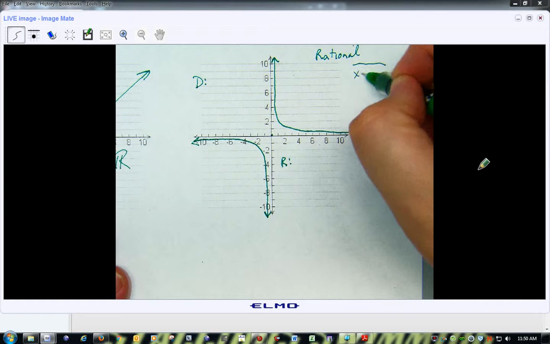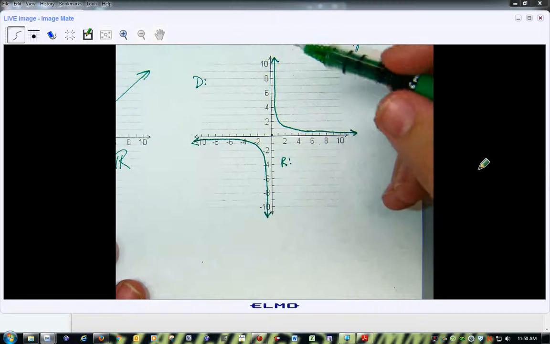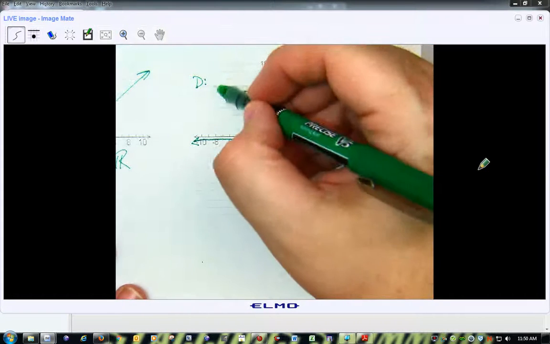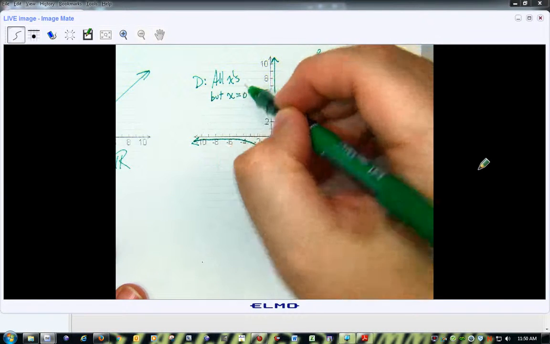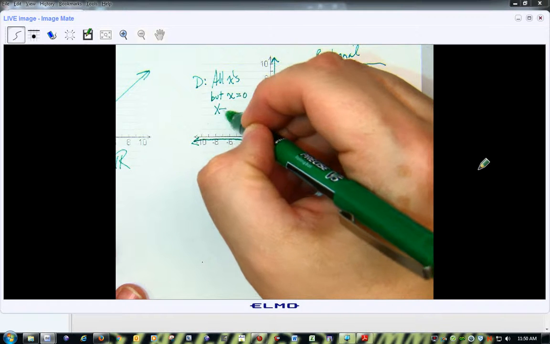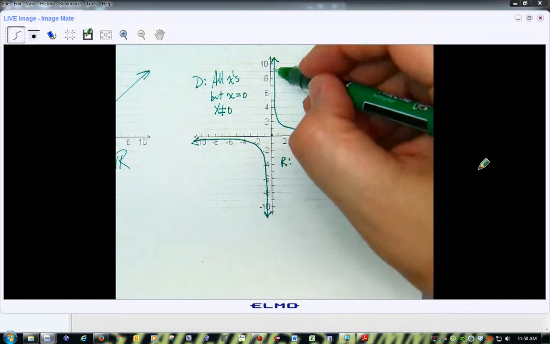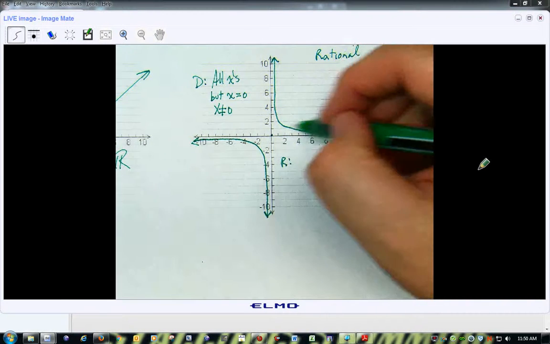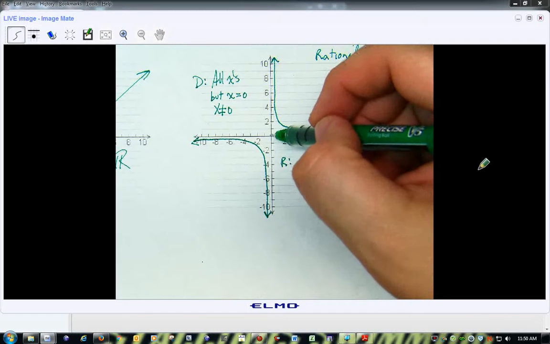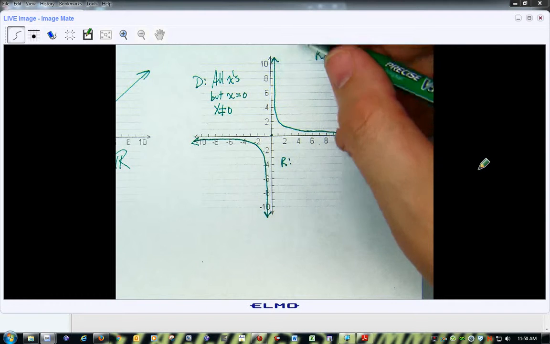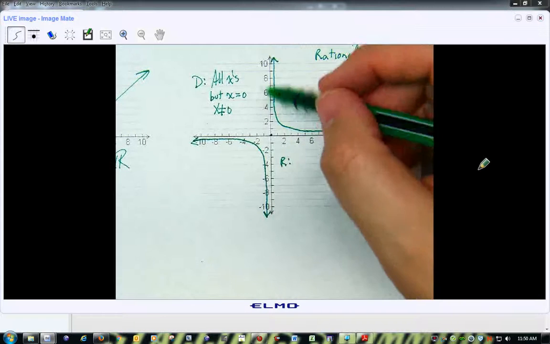Now, what value of x is not going to hit any graph? 0. You could say all x's, but x equal to 0. Or you could say x is not equal to 0. Because here, the graph is getting really, really close to the x-axis. Or when x is 0, the graph is getting really, really close to that part, but it's not hitting it. Here, it's not hitting it. Now, for the range, what value is not going to work for the range? 0. Same thing.